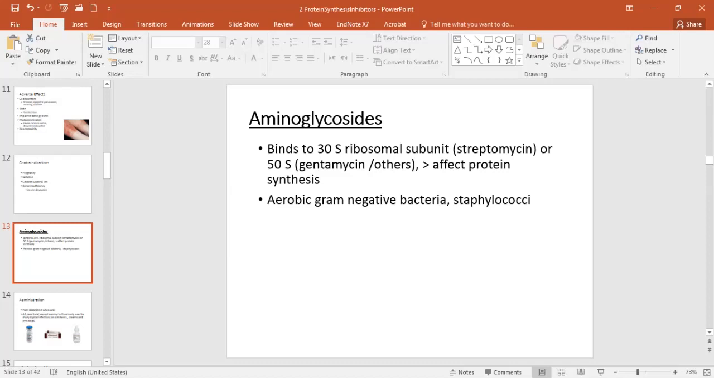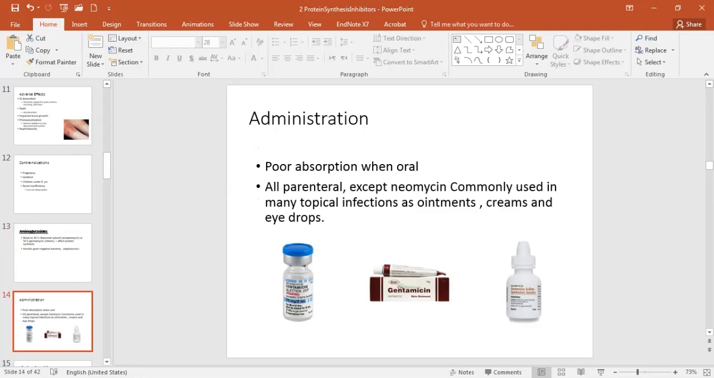Machine choices are for aminoglycosides here. It's used for aerobic gram-negative bacteria and staphylococci. So when you hear about gram-negative bacteria, they are a common cause of intestinal infections. Regarding administration, they are poorly absorbed when given orally. All are given parenterally.